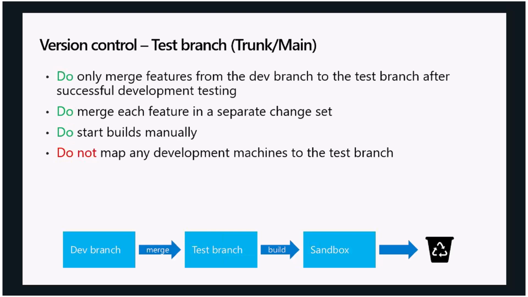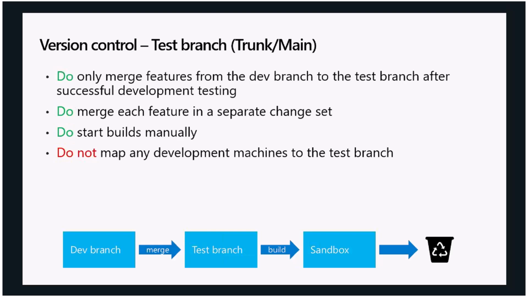The test branch, or trunk, is used by merging the individual features from the dev branch that have passed development testing and are ready to be tested more thoroughly in the tier 2 environment with production data. You have to merge each feature in a separate change set so you have that granularity. And since you merge manually, you normally just start your builds manually. After you merge some features, if you want to install them on the tier 2, you start a build.